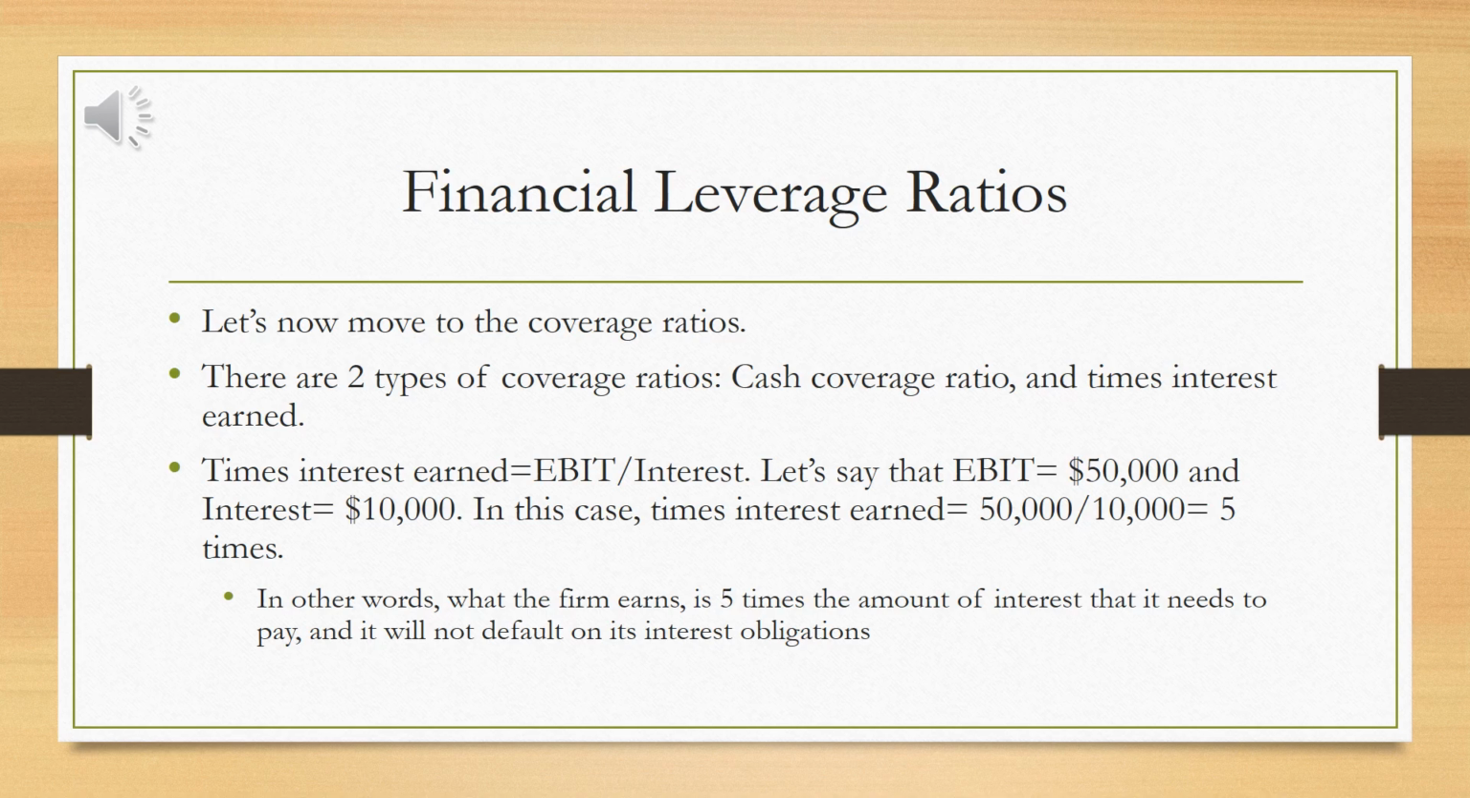There are two types of coverage ratios: cash coverage ratio and times interest earned. Times interest earned equals earnings before interest and tax over interest. Let's say that earnings before interest and tax equals 50,000 and interest equals 10,000. In this case, times interest earned equals 50,000 over 10,000, which is 5 times. In other words, what the firm earns is 5 times the amount of interest that it needs to pay, and it will not default on its interest obligations.